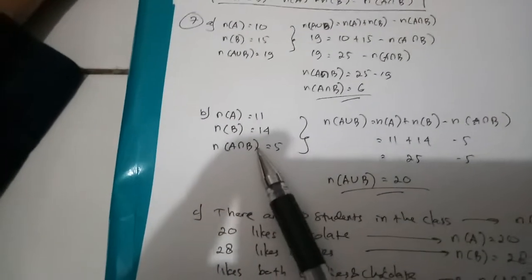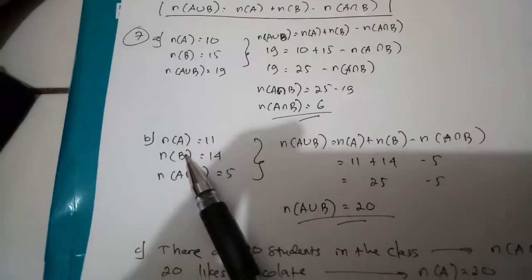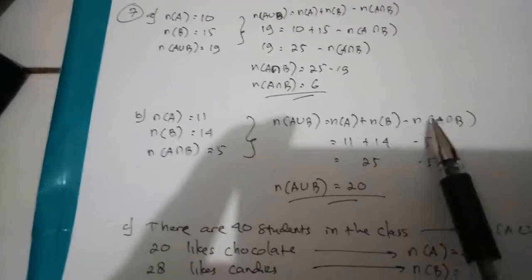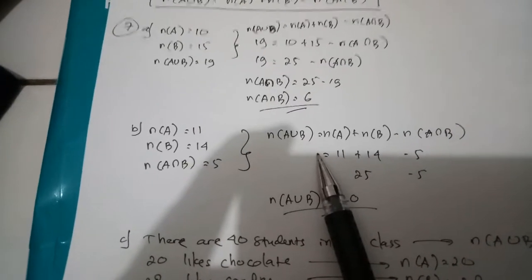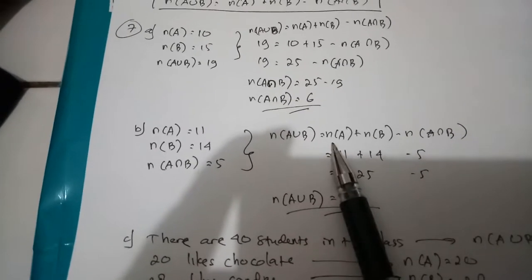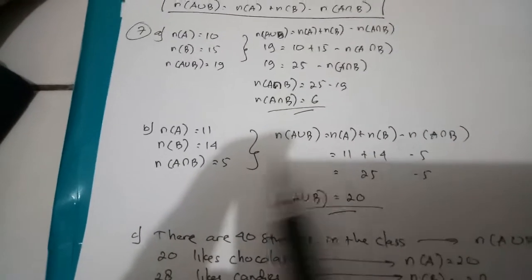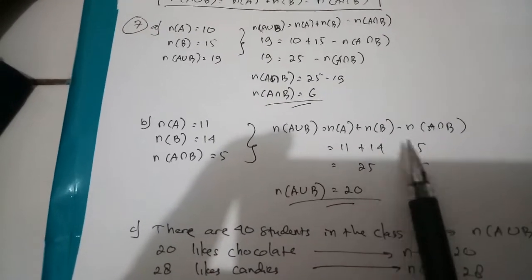The same thing goes for 7B. These are the information n(A), n(B) and n(A intersection B). I write down the formula and then you put in all of the numbers, the information that you can plug in. So n(A) we have 11, and then n(B) we have 14, and n(A intersection B) is equal to 5. So it's 11 plus 14 minus 5 equals 20.